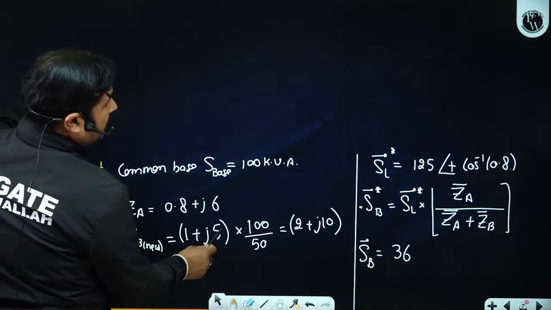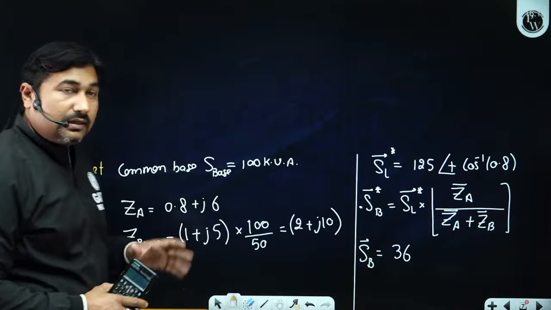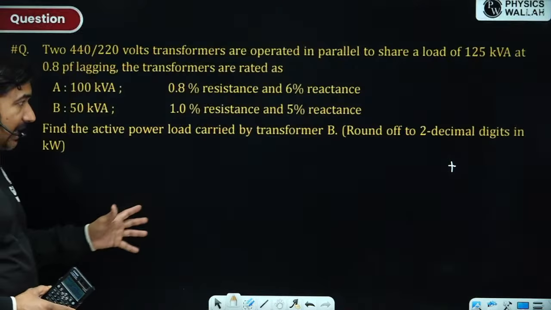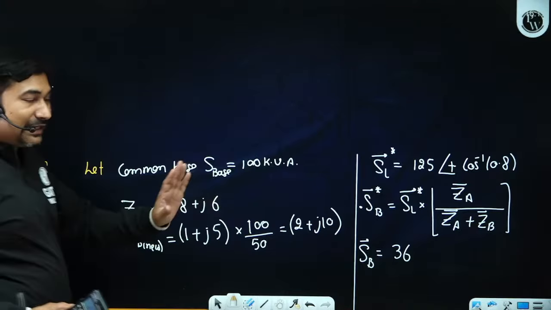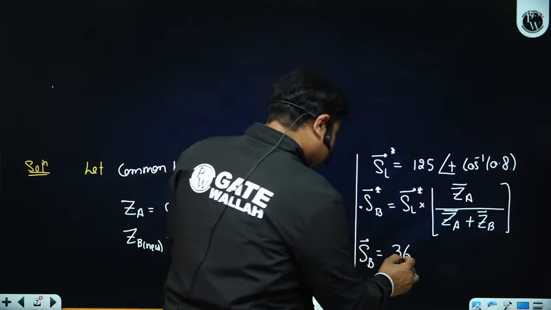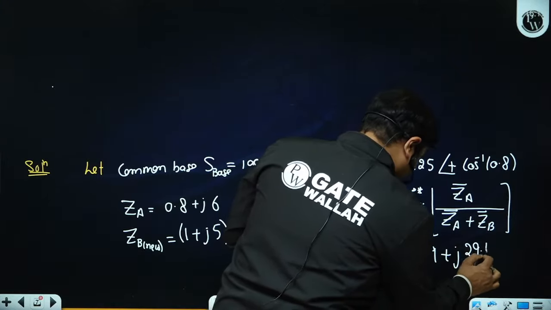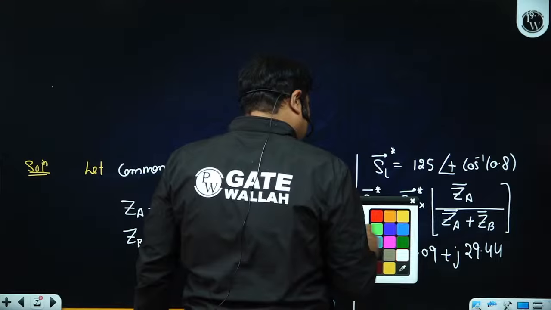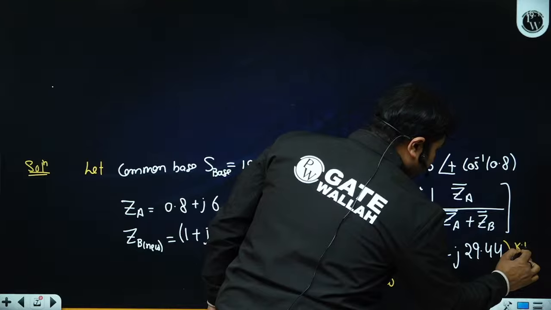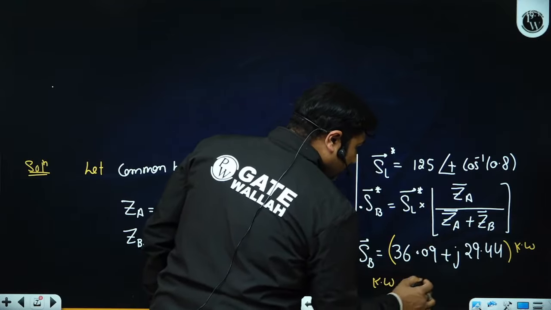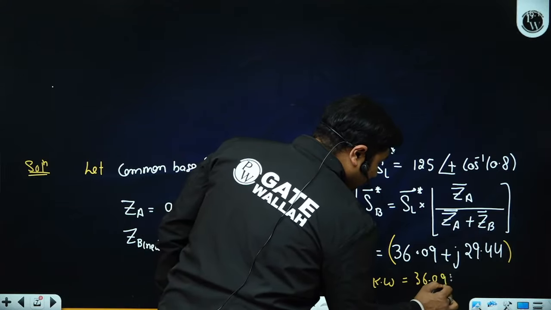So I made a little mistake. Somehow I need not to use the rubber, but I have used it, so no issue. The question is here only, but the option, the answer, is in the next page. So it is 36.09 plus j 29.44. Kilowatt is asked, this is in kilowatt because previously this was in kVA. So it is asked in kilowatt, so 36.09 kilowatt only.